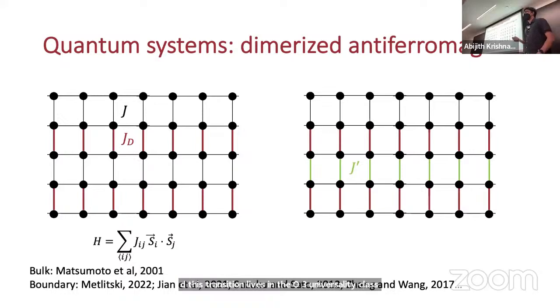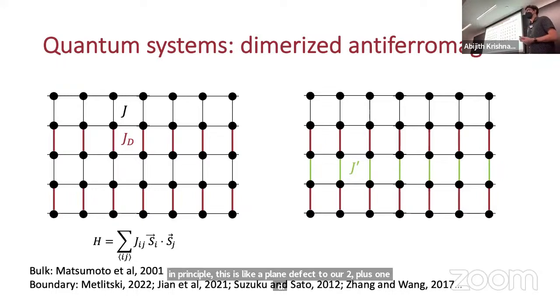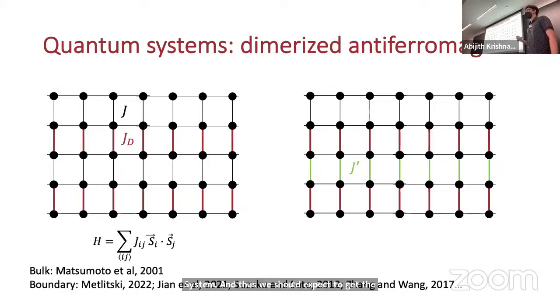And thus we can think about adding plane defect perturbations to the system and see if we get the same universality classes. One way we can add a plane defect is by changing the coupling along a row of spins, and this is just a perturbation to a single row. So in principle, this is like adding a plane defect to our 2+1D system. And thus we should expect to get the different universality classes associated with the plane defect.